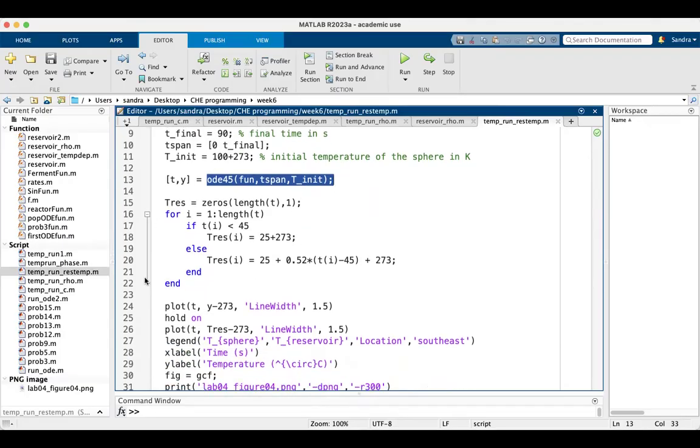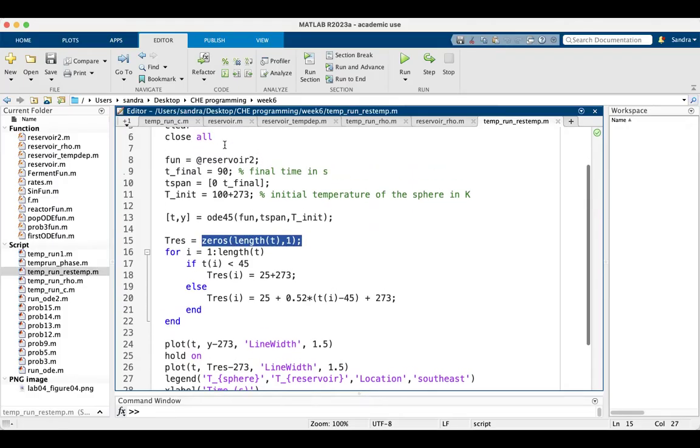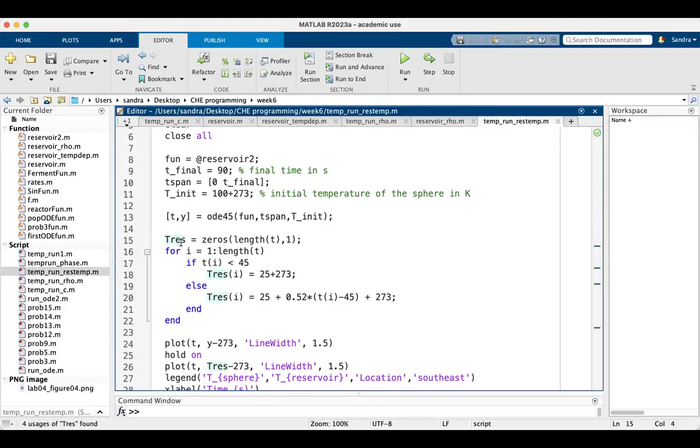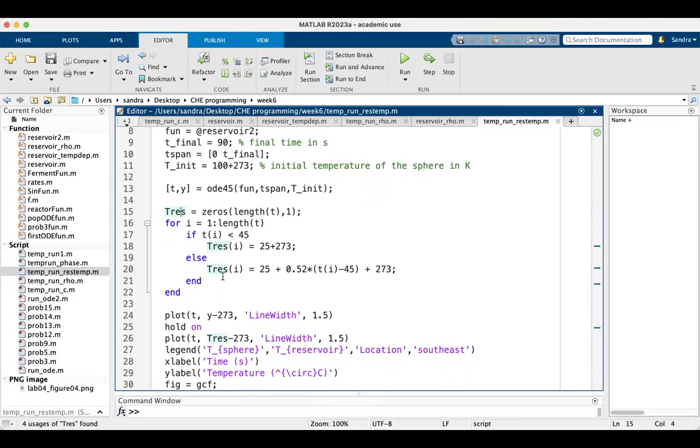Now, how does this T reservoir change? What happens is we have a for loop. First we are telling all to be T reservoir temperature. It will have the same length as time. So there are 90 time values, 0 to 90. Similarly, you have 0 to 90 for T reservoir temperature. First let us declare all values to be 0.